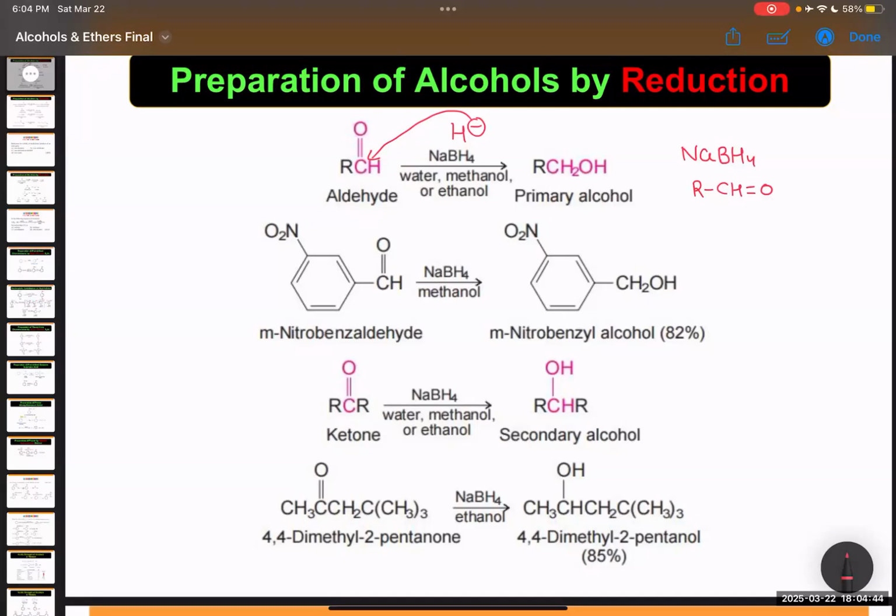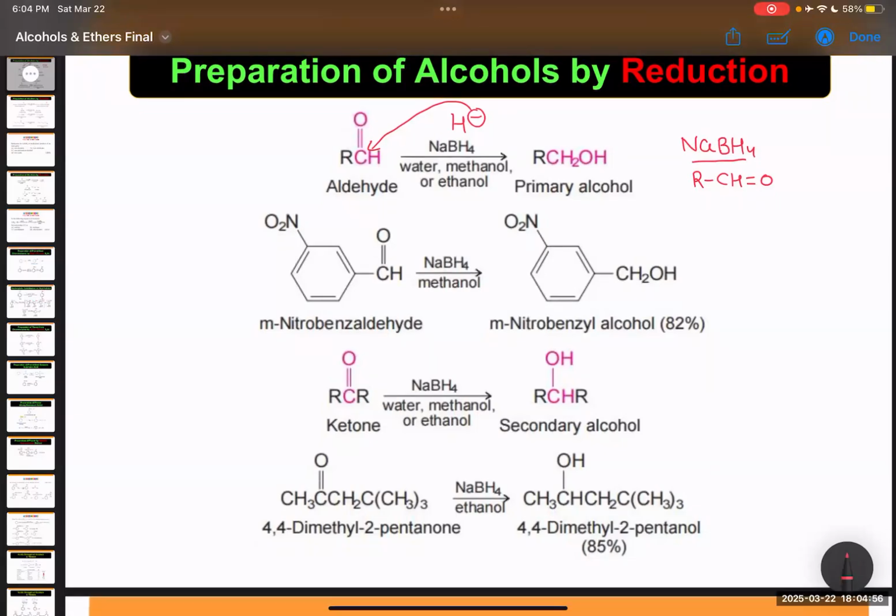Okay. So last time we discussed the preparation of alcohols by reduction. NaBH4 is a mild reducing agent. That's what we discussed. Ketones can be reduced, and they are hydride donors. They give H minus. So NaBH4 can reduce aldehydes, it can reduce ketones, and it can reduce acid chlorides.